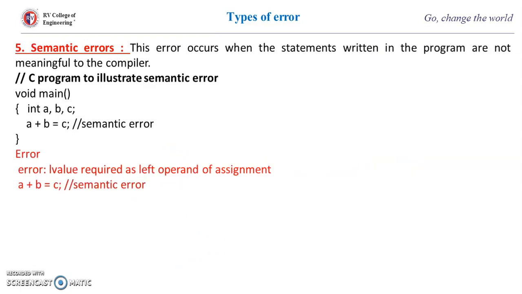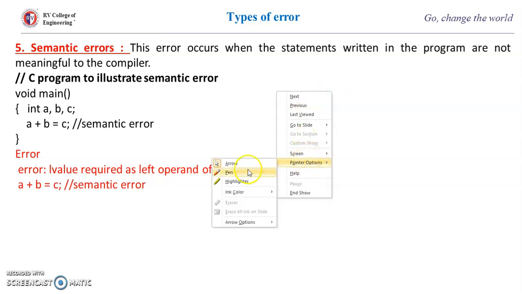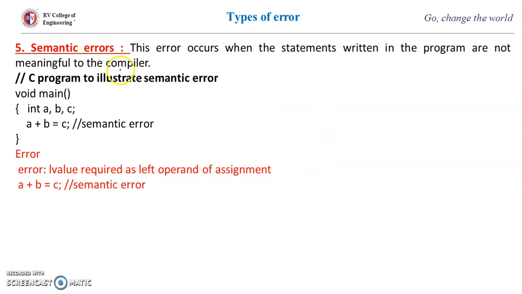Okay, so the next category is semantic error. So what is a semantic error? This error occurs when the statements written in the program are not meaningful to the compiler. Okay, so here you can see in this example we have taken 3 variables and then we have written this statement a + b = c. So you know what an L value and an R value are.